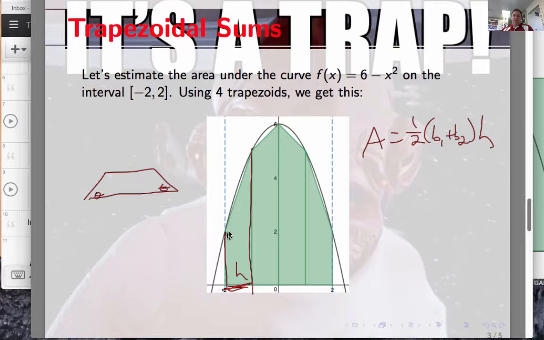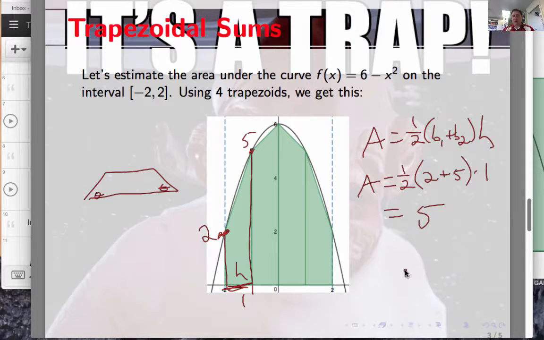And so for this first trapezoid, for instance, what's the height here? This would be like our first base. That's 2 units tall, and the second base is something like maybe 5 units tall, and the height is maybe 1 unit. And so if I plug all this in here, the area of that first trapezoid is 1/2 times base 1, which is 2, plus base 2, which is 5, times the height, which is 1, and that's like 5-ish. So the area of that trapezoid is 5.